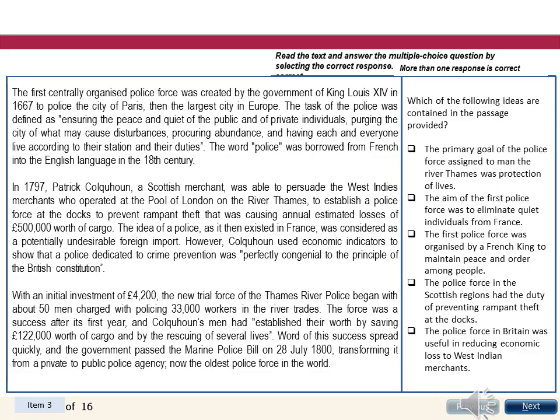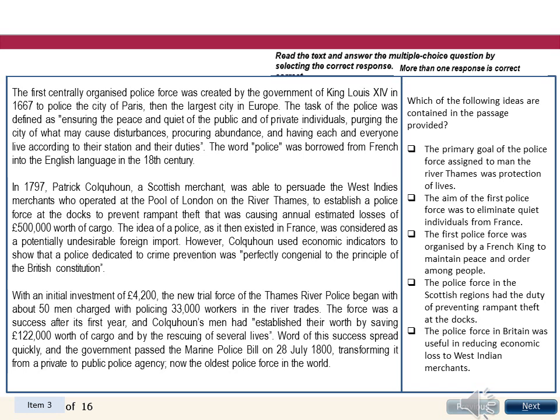So the first question that we are looking at today is a reading passage which has a multiple choice question along with multiple response. It says in the directions on the top that more than one response is correct, and therefore we know that we have to mark more than one option. That means minimum two options.